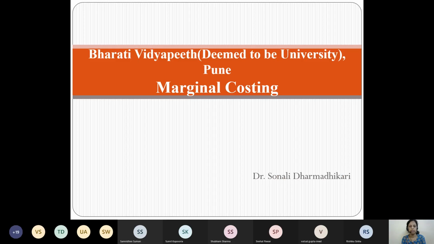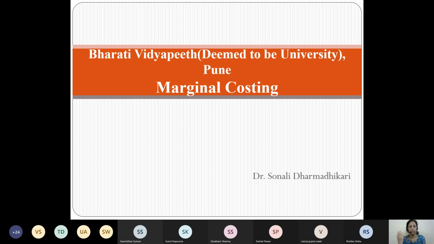Marginal costing is a technique of management accounting. And as you know, the main objective of management accounting is to help the management. So this technique also helps the management in carrying out its functions, that is planning, decision making, coordination, communication, and the main point, control, cost control. All these functions are carried out through this technique, which is called marginal costing.